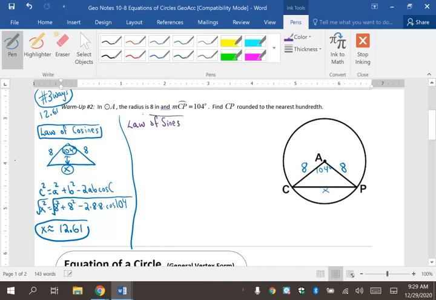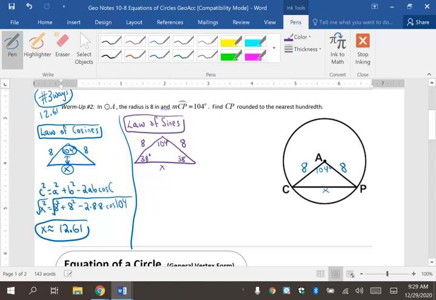The next method of solving this would be using the law of sines. And that's where you recognize that we have an isosceles triangle, 8, 8. And if this is 104, then I know that the base angles are the same. Let's just call them y for now. So we have 180 minus 104 and then divide by 2. So each of the base angles is 38. So I'm just going to erase those y's and just make them 38 degrees.